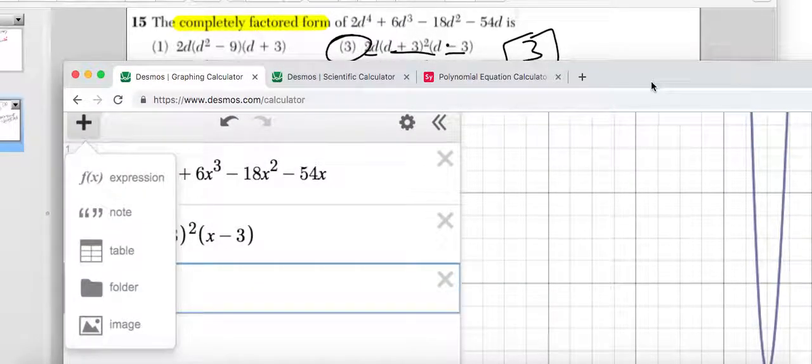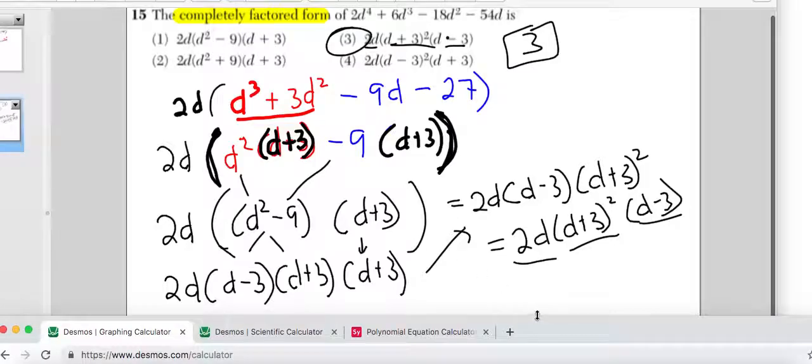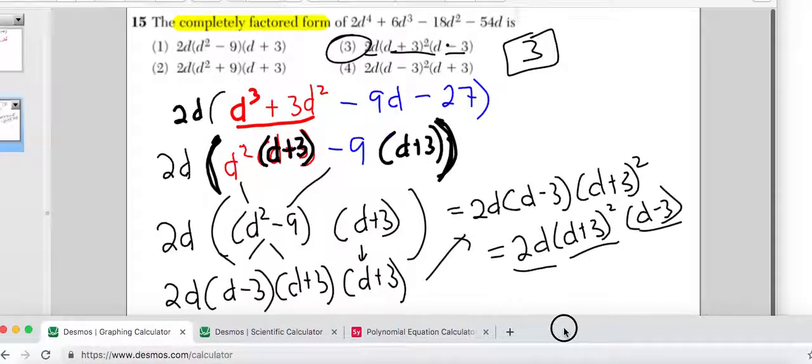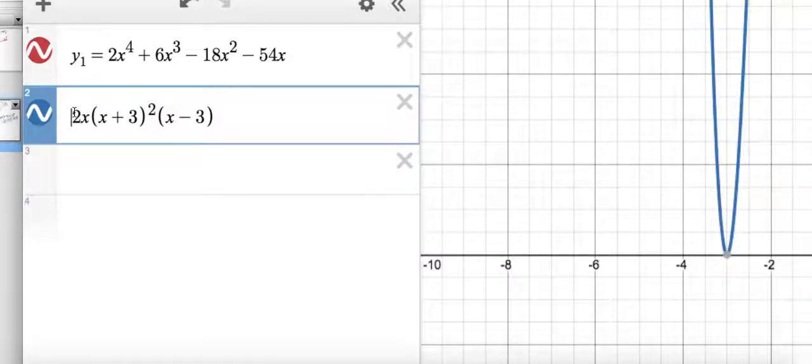In the case of choice 1, you see how in one step we got 2d, d squared minus 9, and d plus 3, and this has 2d, d squared minus 9, and d plus 3. I'm just making sure they're the same because sometimes they trick and I miss stuff. But anyway, if we put that, we would have gotten the same values in the tables too, but it would have been incorrect because it's not completely factored.